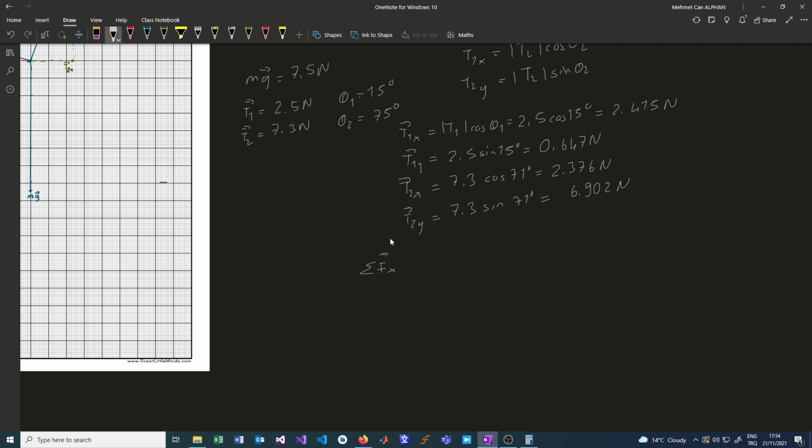Static equilibrium says that there is no net force on the x-axis, right? So what are the forces on the x-axis? T1x in the minus i direction plus T2x in the i direction must be equal to 0. For the y, it must again be 0. So T1y in the j direction plus T2y in the j direction plus mg in the minus j direction must be equal to 0.